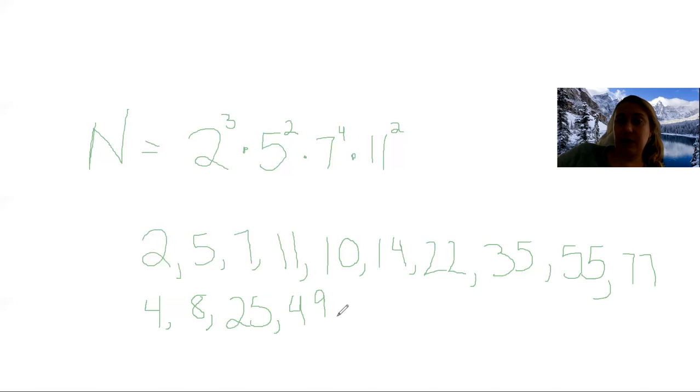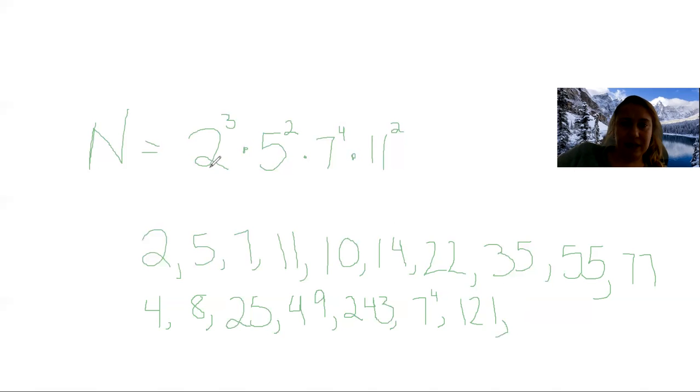It would also be divisible by 7 cubed. Actually, 7 cubed is 343. I know that one. I don't know 7 to the 4th off the top of my head. I'll just put 7 to the 4th in my list. And I know 11 squared is 121. But then I can start combining things.